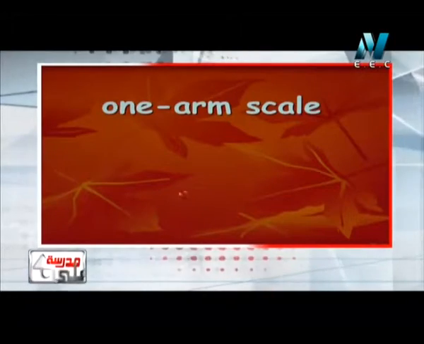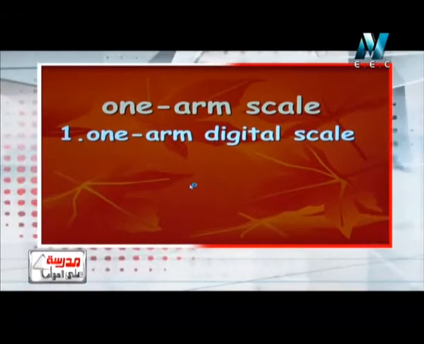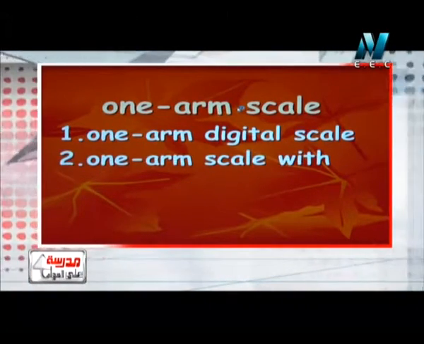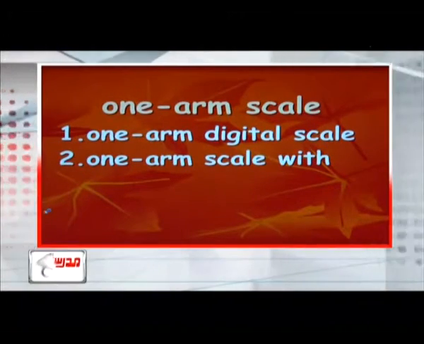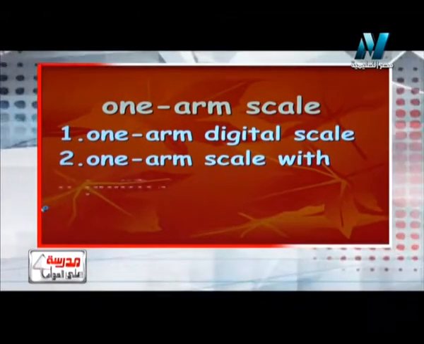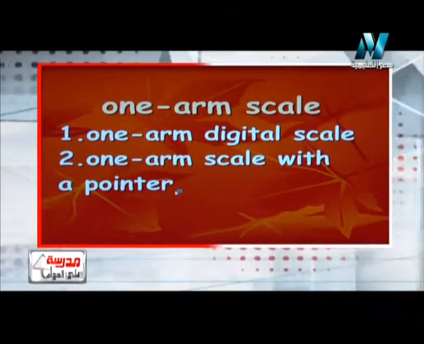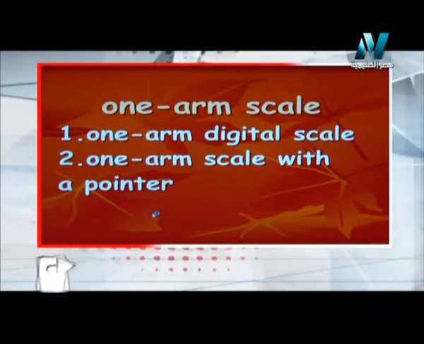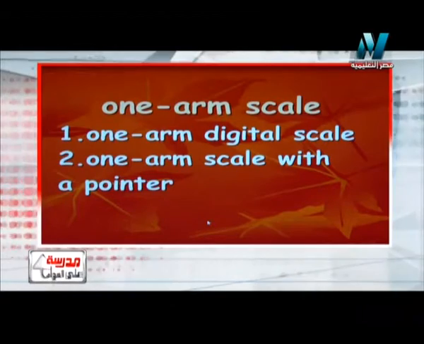Okay, much more. So again we have another type of scales which is called one-arm scale, a single-pan scale. And we have two examples of this scale, which are one-arm digital scale and one-arm scale with a pointer. Again, one-arm digital scale and one-arm scale with a pointer.